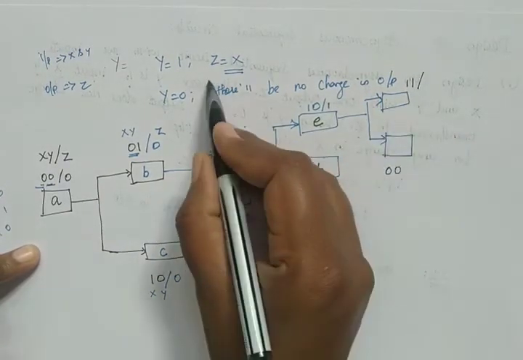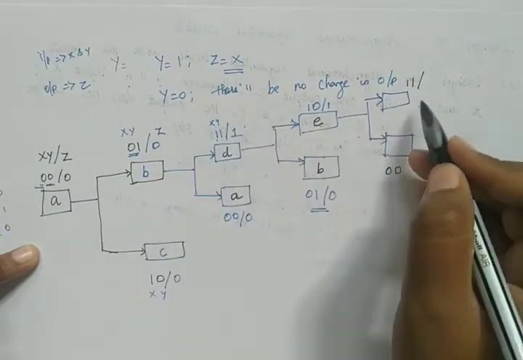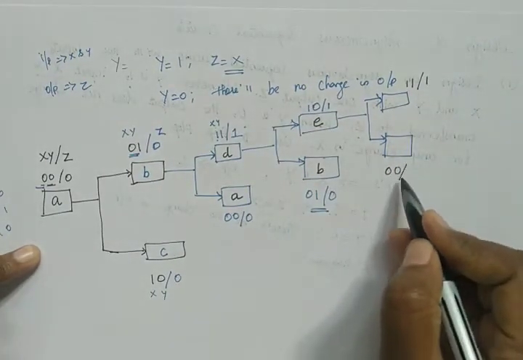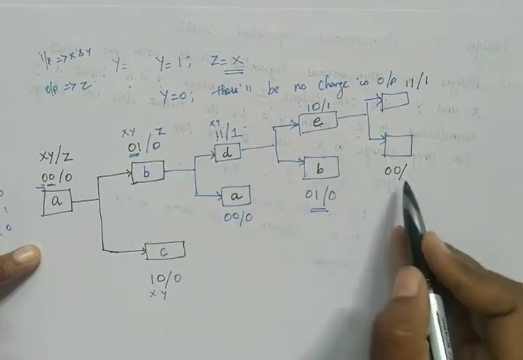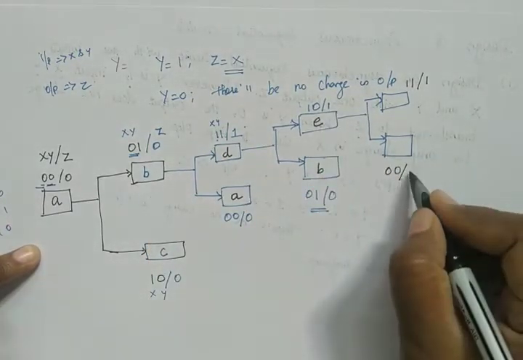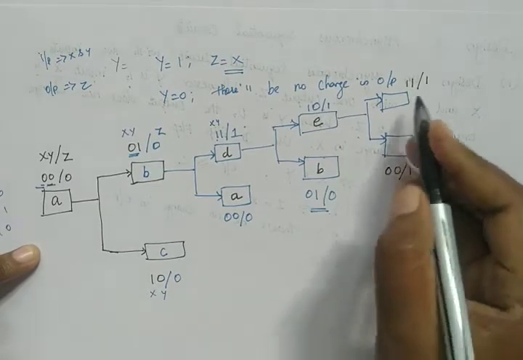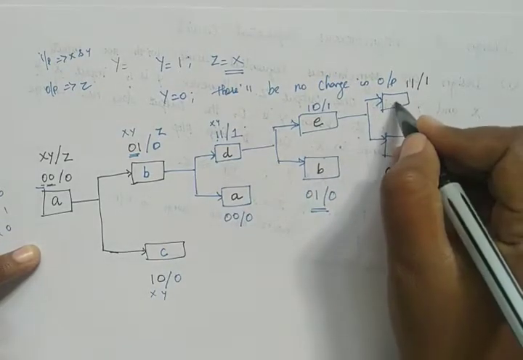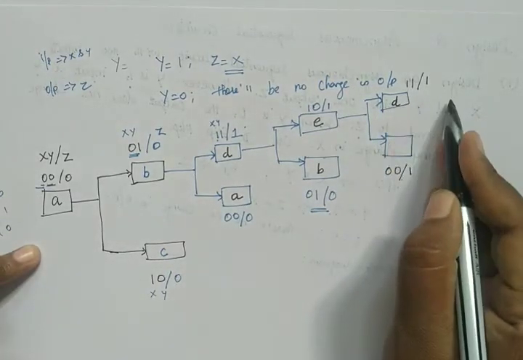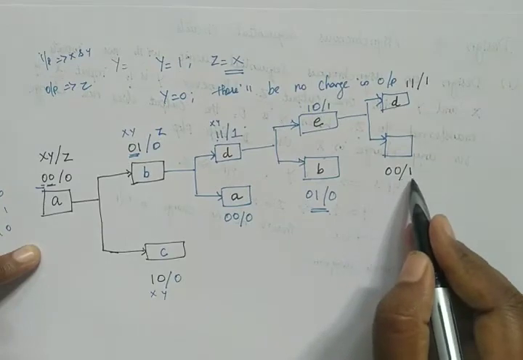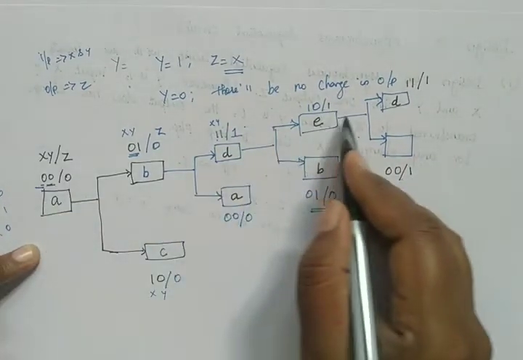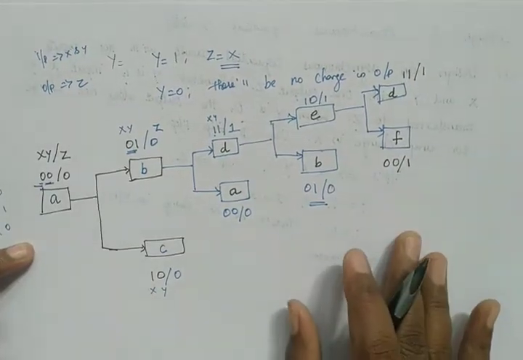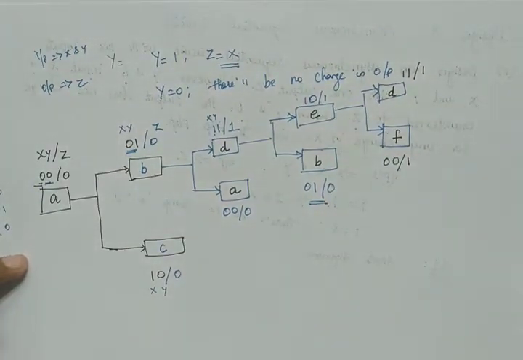If y is equal to 1, z will be equal to x, that is 1. If y is equal to 0, then there will be no change. So what is the previous output? It is 1. Now check here 1 1 by 1. Already the state exists. 1 1 by 1 is D, so no need to continue here. Again here we have 0 0 by 1. Let us check here 0 0 by 1. So it is a new state, so we have to put another new name, that is F. Now we have to continue this F.